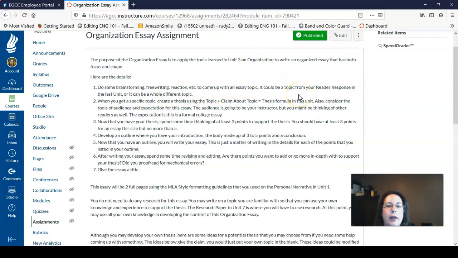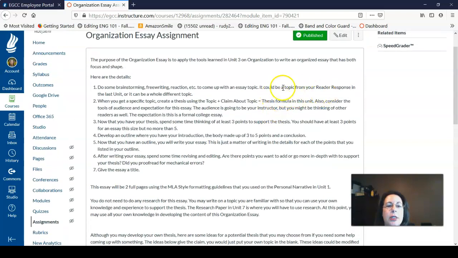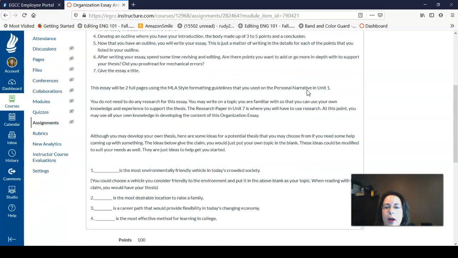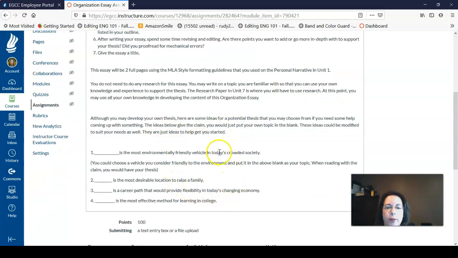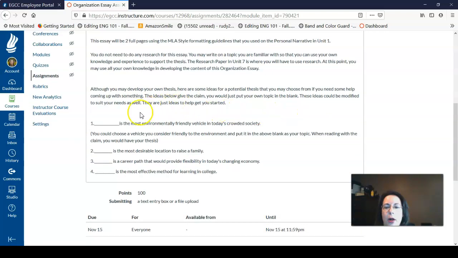Okay, so here are your options for the topic. You can use the topic from the reader response if you like, but this is not a research essay. So if you chose a topic where you already know a lot of things about it and you can write an essay, you can use that. Or there are several topics down here to choose from. Okay, and I want you to either do what you wrote about for your reader's response, if you already know a lot about it without doing research, or write about one of these 4 topics.